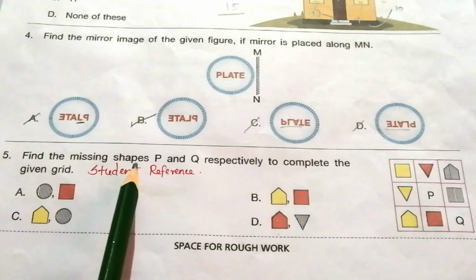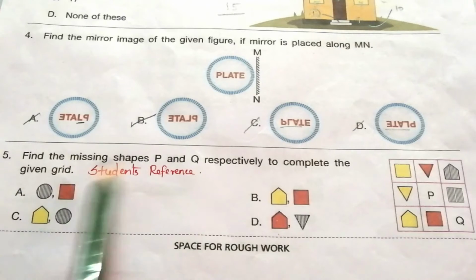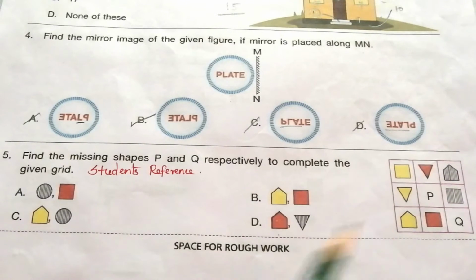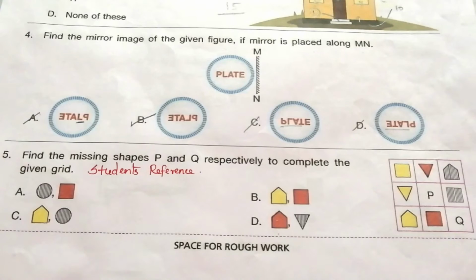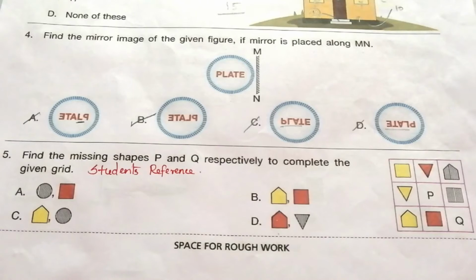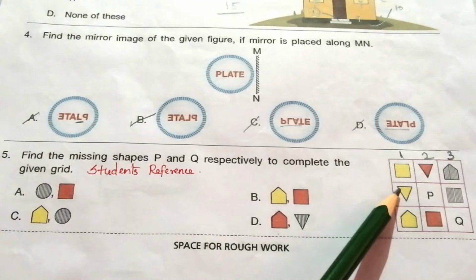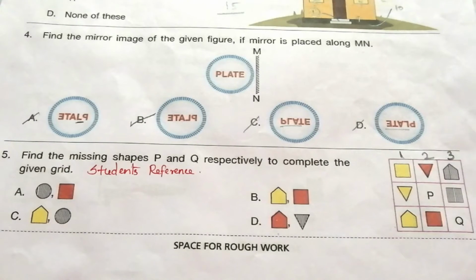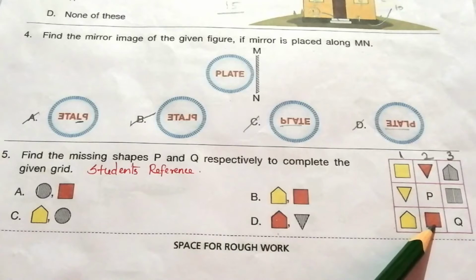5. Find the missing shapes P and Q respectively to complete the given grid. Look at the given grid carefully and try to find out the answer. The given grid has 3 columns, 1, 2, 3. Column 1 has 3 shapes with the same color. We have to follow this rule for the other 2 columns. The shapes in column 2 have red color.